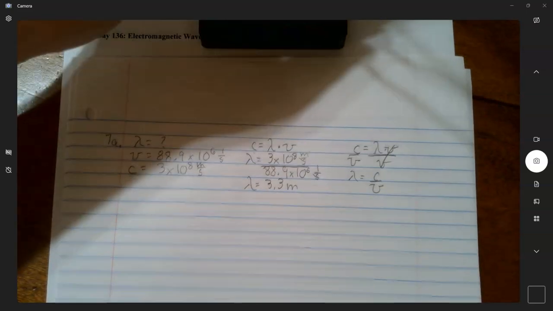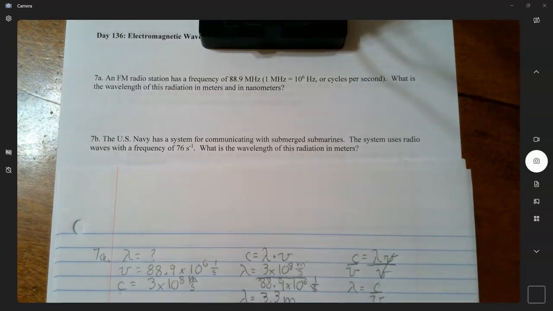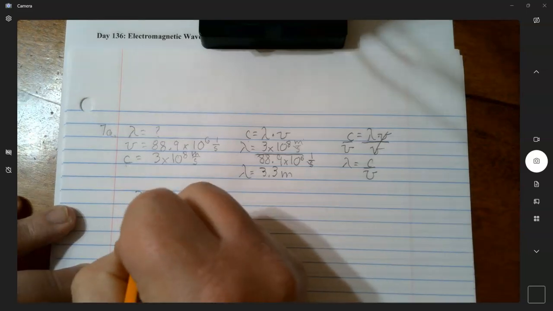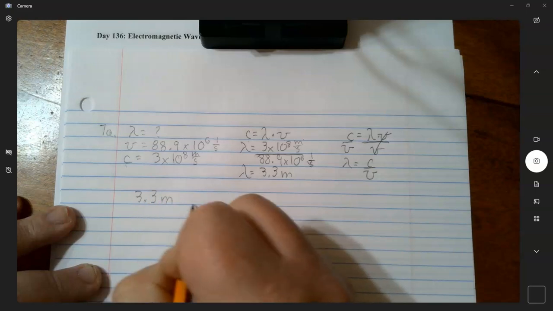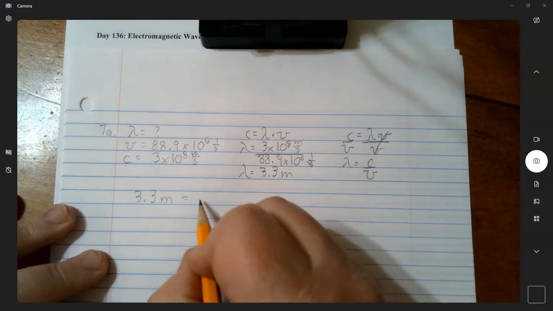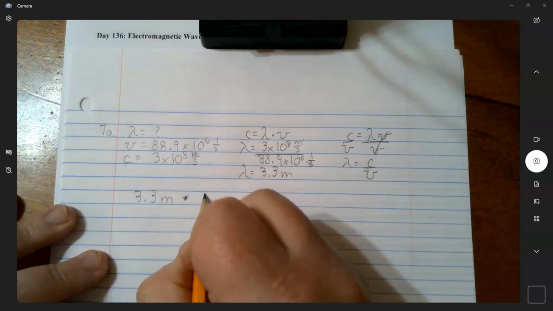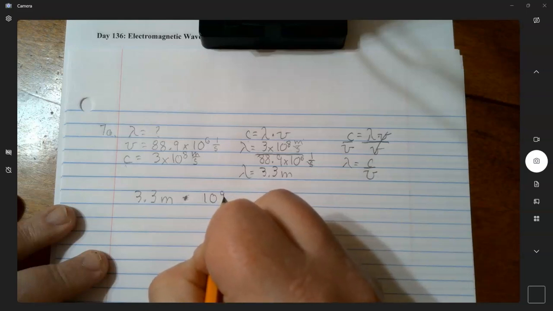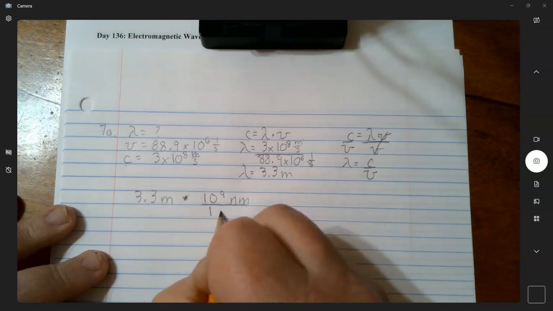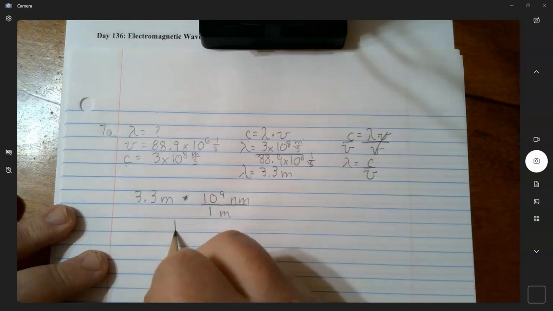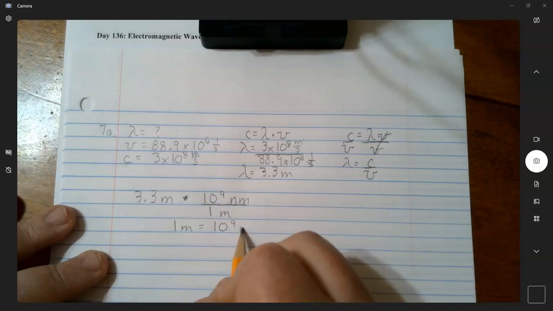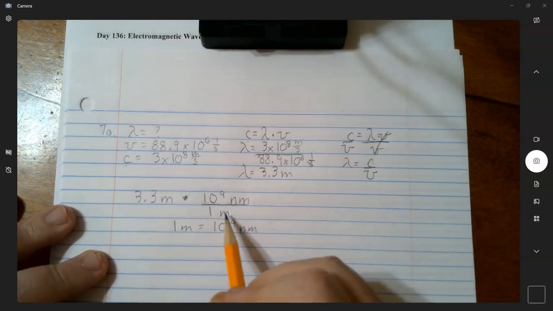Now, the question also asks, what is the wavelength in meters and nanometers? So we're going to come down here. There's 10 to the 9th nanometers for every 1 meter. So I'm going to come up here. That should be a times sign. I'll write the equivalency the way we always did. 1 meter equals 10 to the 9th nanometers. Okay, so we put meters on the bottom to cancel.